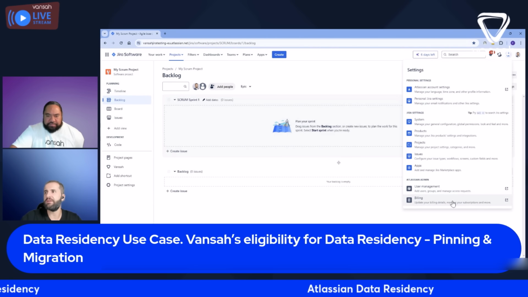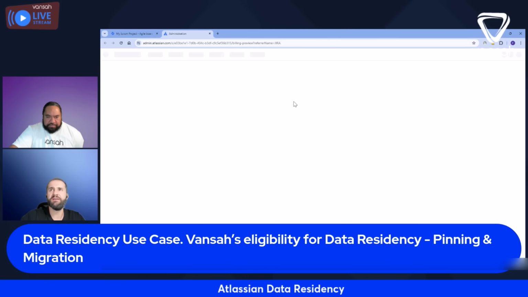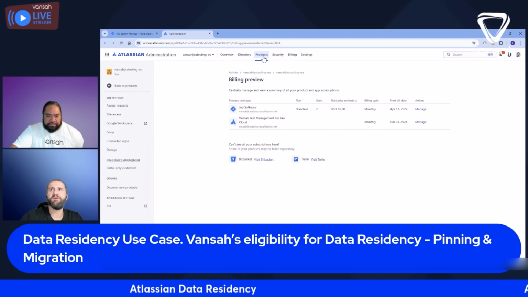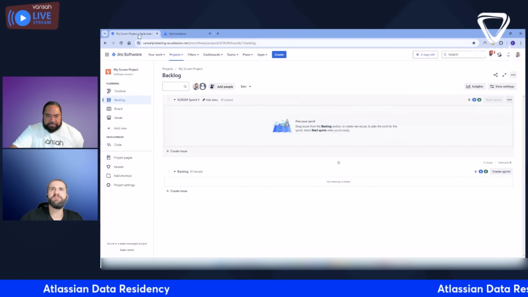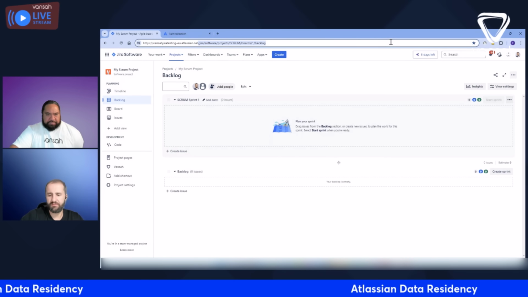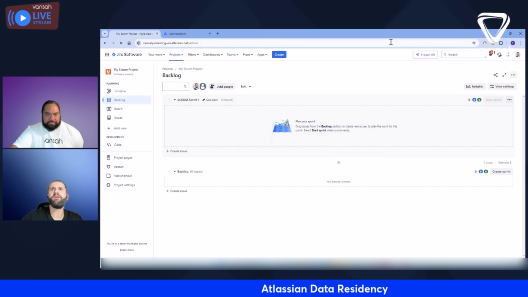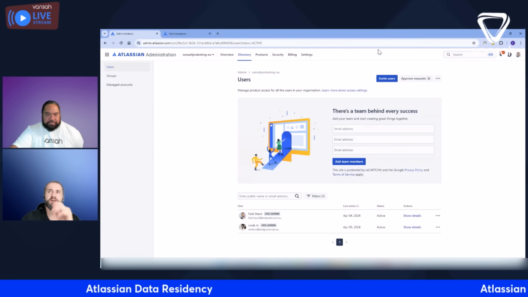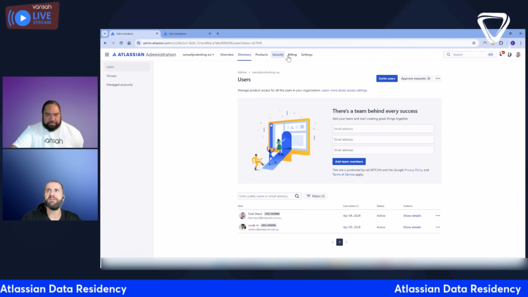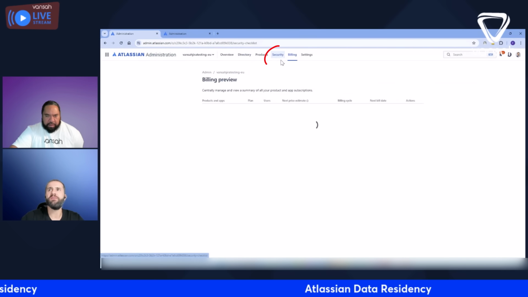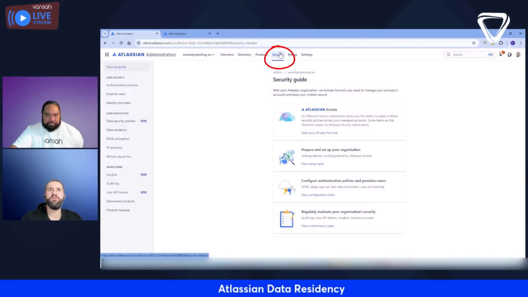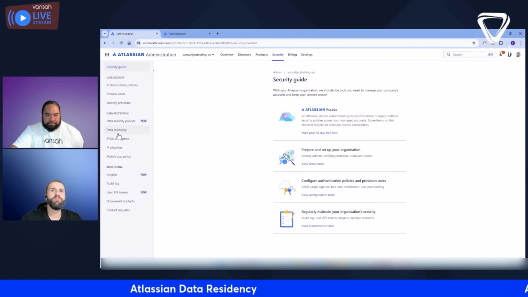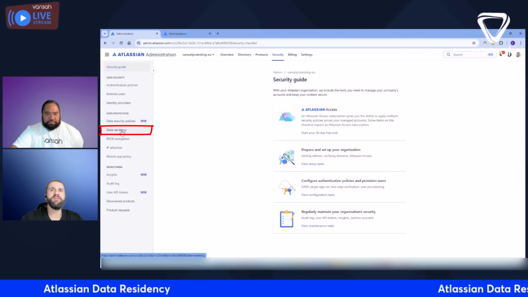So usually I go to billing. In there it loads a tab, but the other way you can do it is, at the top here, just go to admin. That will open up admin.atlassian.com for your product, and then go to security. When you click on security, you should be able to see data residency on the left-hand side.